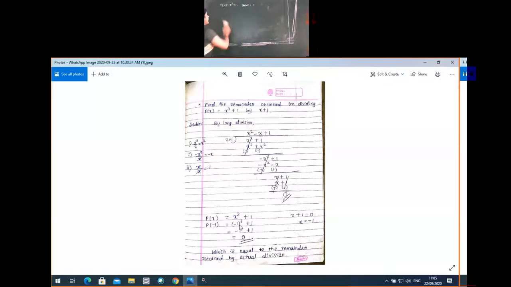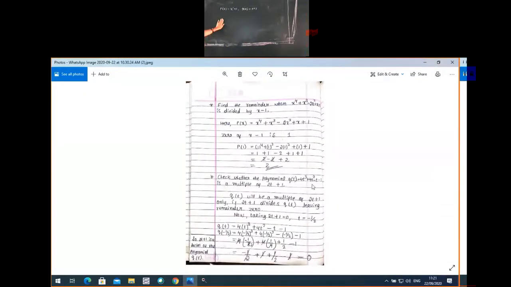Let us write it down. P of x is equal to x cube plus 1. Then g of x, the divisor, is x plus 1. Now I think this is visible. Okay, so the division process, long division. First I'll explain the long division. I'll stop sharing.